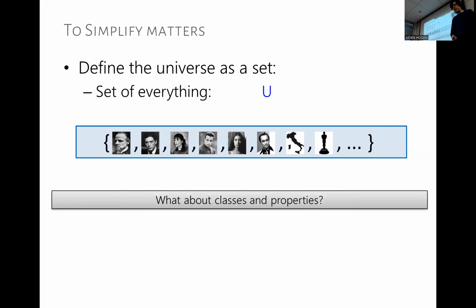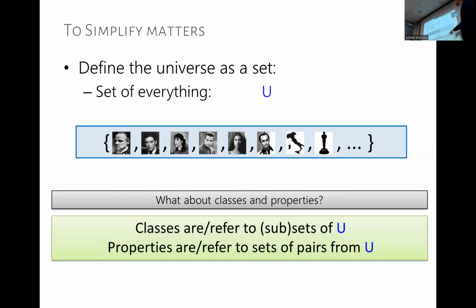What about classes and properties? Well, classes and properties, as we saw before, would refer to subsets of U. And properties refer to sets of pairs from U. Yeah, so we could say that a property might relate these two people here, might relate Fredo to Vincent, might relate Fredo to Italy, for example, whatever the properties we might want to choose.